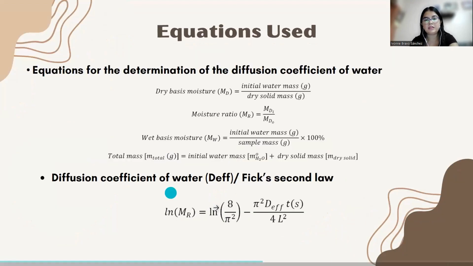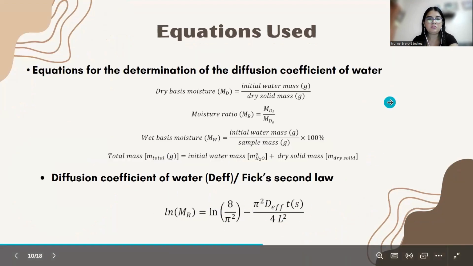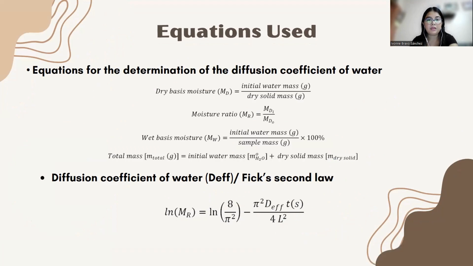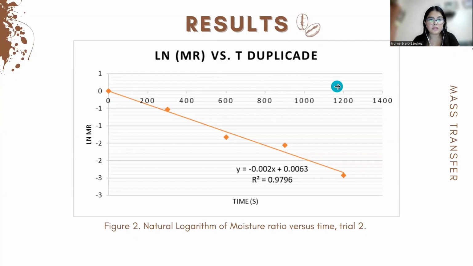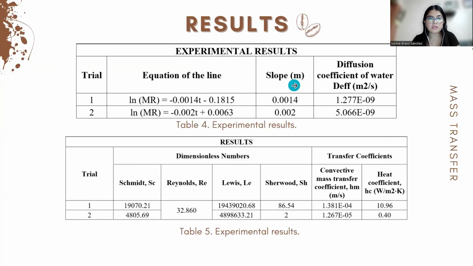Taking into account that the slope of time versus the natural logarithm of the moisture ratio helps us directly calculate the diffusion coefficient of water. As I mentioned, we obtain this correlation with the natural logarithm of the moisture ratio versus time. Now, this was for the duplicate of the experiment, and now I'm going to explain our results.